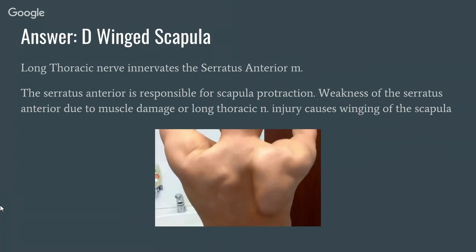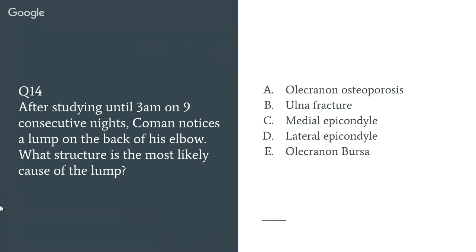And the test is you have someone push a hand against a wall, and you're able to see their scapula literally come out of your back. It's really kind of freaky to see this in real life, but it's a very important one to know because the anatomy department also loves to just draw that in.